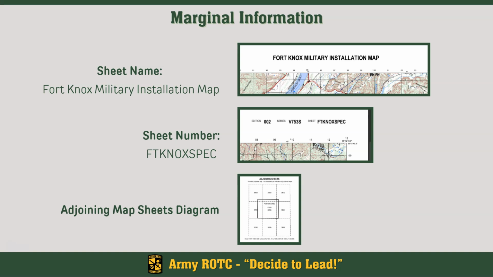And then we have our adjoining map sheets diagram. So it's also going to be on your map there. I'll show you on the next slide exactly where you'd find it. But this is just to show you what other map numbers or names are surrounding this, so that you could actually take multiple maps and connect them together to get an even bigger picture of the area. So you can see there that the adjoining map sheets diagram shows 8 other maps that connect to this specific map.